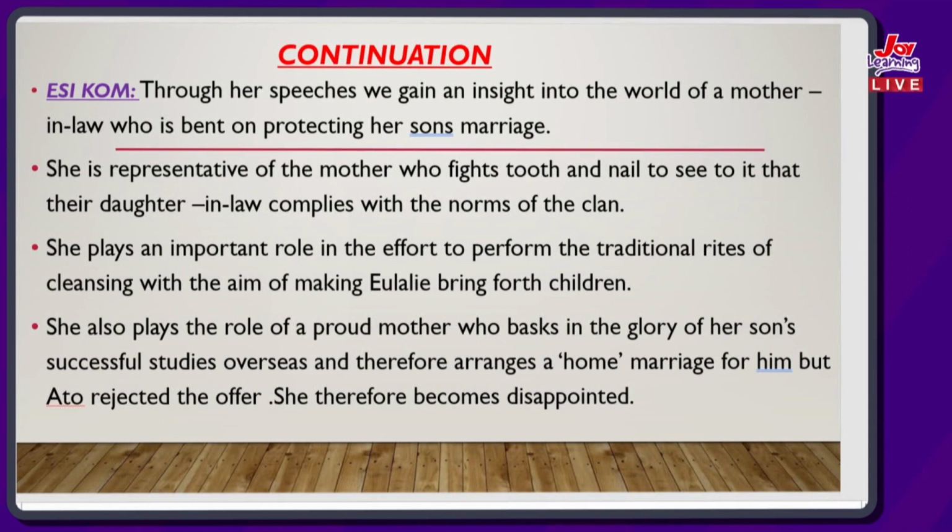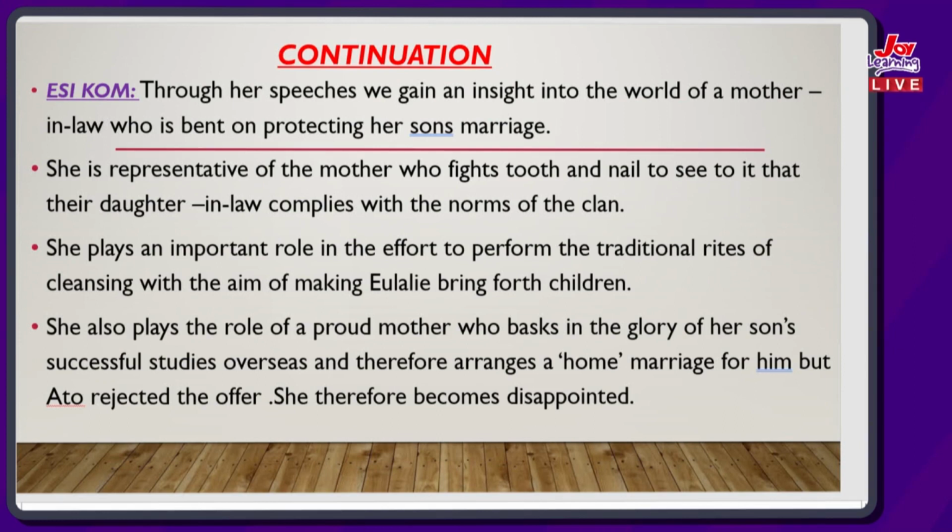We have Esikom. Through her speeches, we gain an insight into the world of a mother-in-law who is bent on protecting her son's marriage. No matter what, mothers are always there for us. Yes, they are going to cause problems. They are going to find out issues and try to solve problems. But at the end of it all, they mean no harm. They always want the best for us. So you realize that Esikom, the mother-in-law of Eulalie, at the end of it all, was bent on protecting her son's marriage after all. Now, she is a representative of the mother who fights tooth and nail to see that their daughter-in-law complies with the norms of the clan.